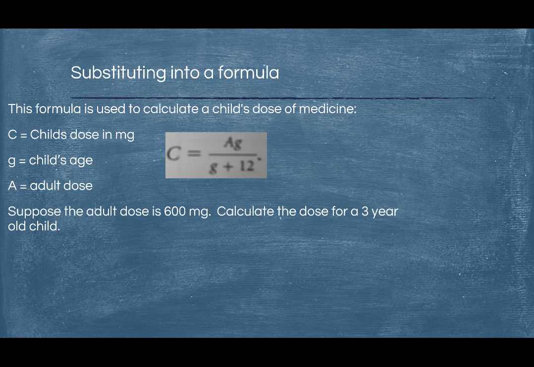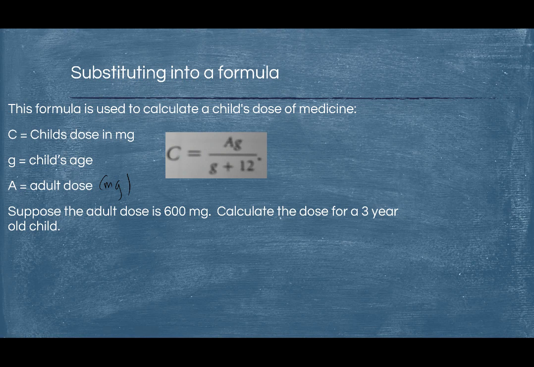So this picture here of this formula I want to use looks a little suspect. But you'll just have to bear with me. It's C equals AG on top over G plus 12 on the bottom. This formula is being used to calculate a child's dose of medicine based on an adult dose. C is the child's dose in milligrams, G is the child's age, and A is the adult dose in milligrams. So it says, suppose the adult dose is 600 milligrams, calculate the dose for a 3-year-old child.